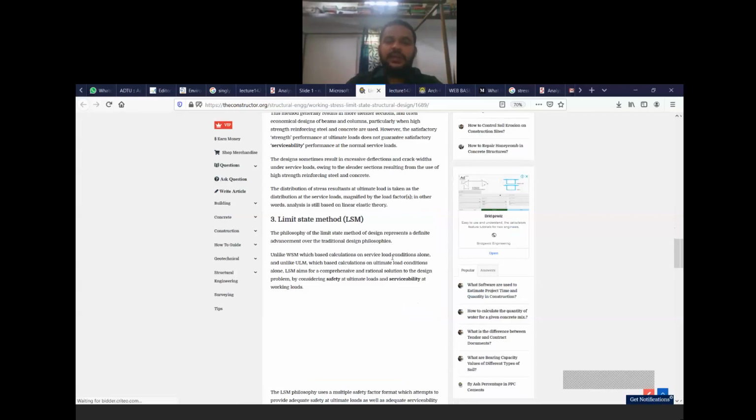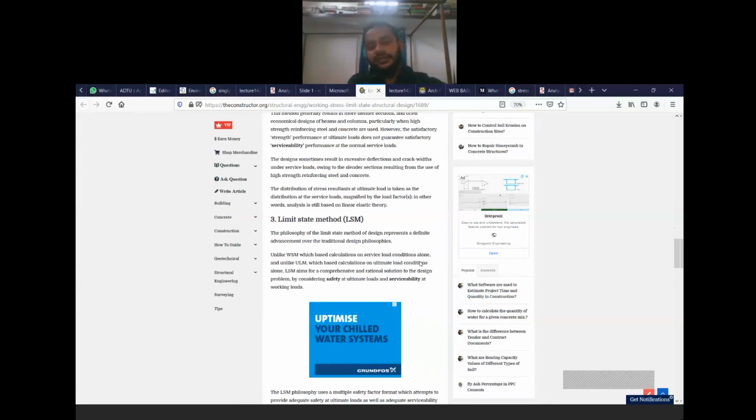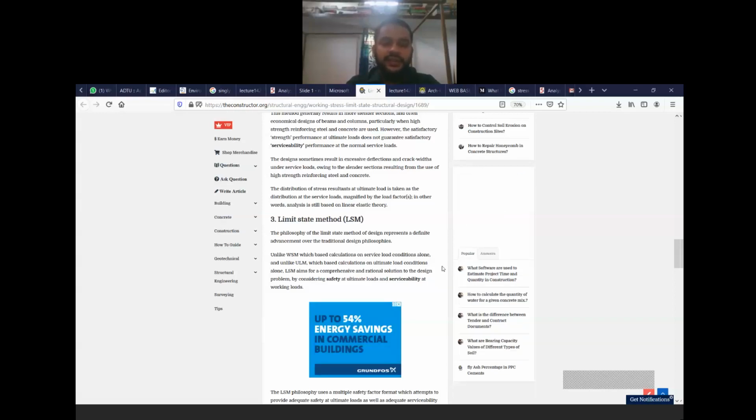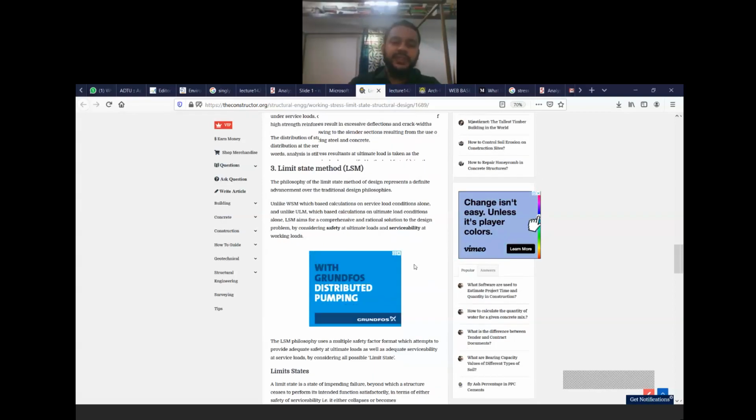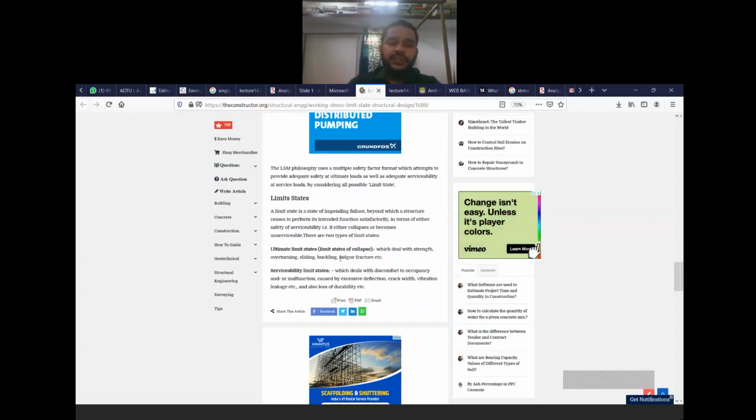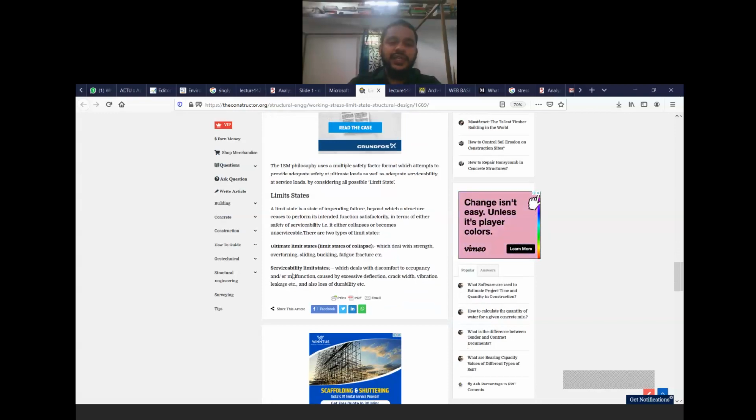The limit state method is the best of these three methods, because in this method they have removed all the disadvantages of the first method as well as the second method. We'll go through this limit state method in detail when we solve numericals. There are two types of limit state methods. One is limit state of collapse and the second is limit state of serviceability.